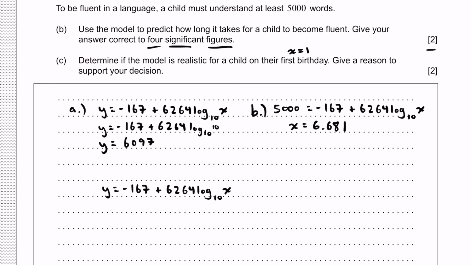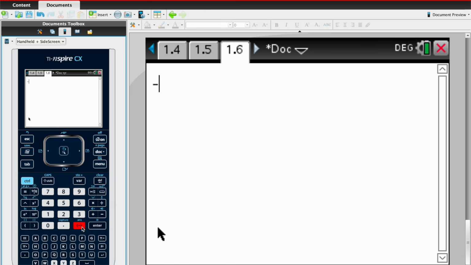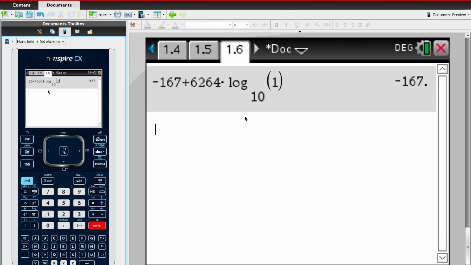So writing this out, for C, let's go ahead and substitute. See if I can just paste this once again. That'll work. And here, we can put in a value of 1. Let's go to the calculator and see what this model would suggest. Negative 167 plus 6264 log base 10 of 1. Okay. So, according to this model, a child would know negative 167 words.